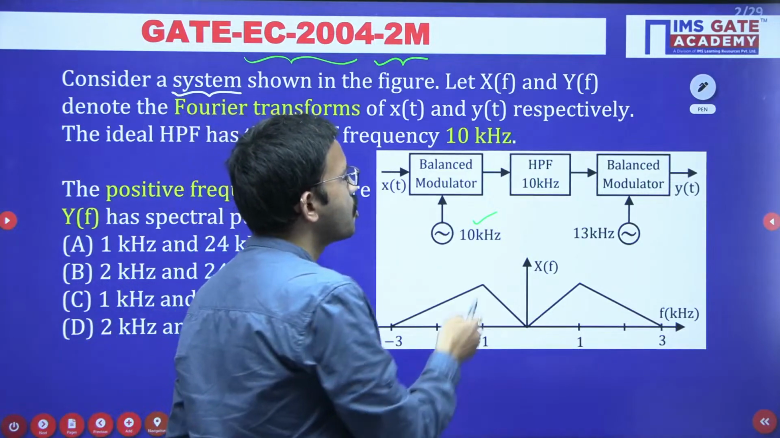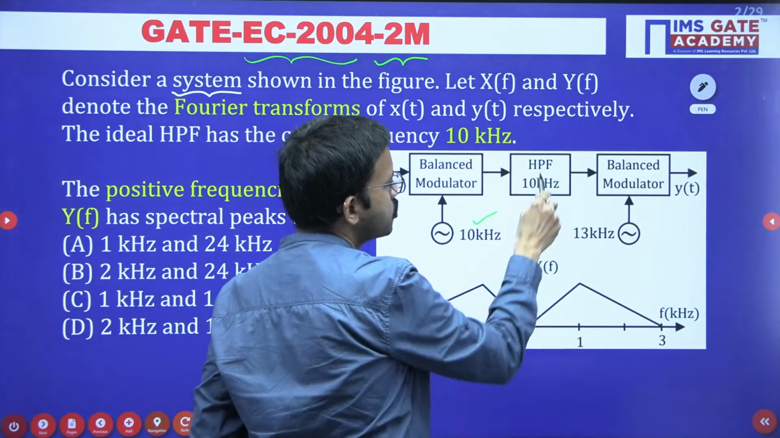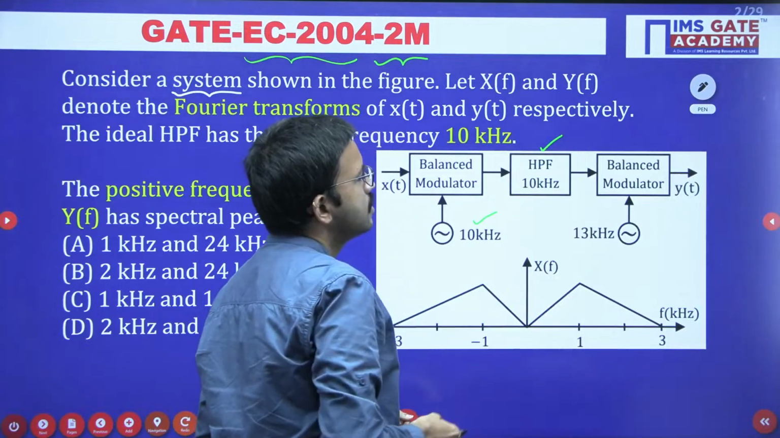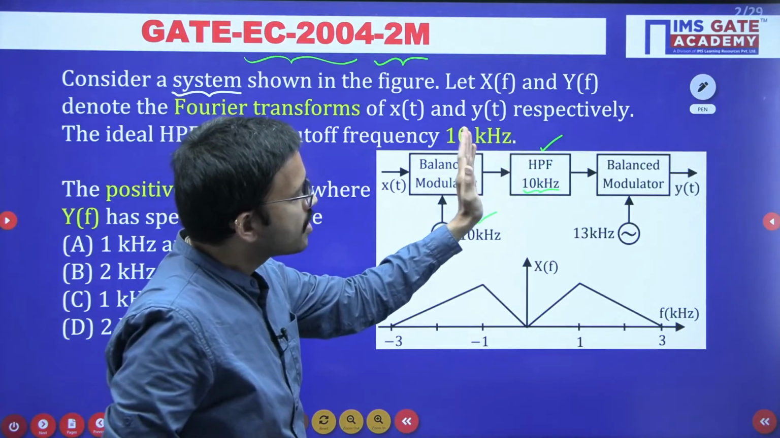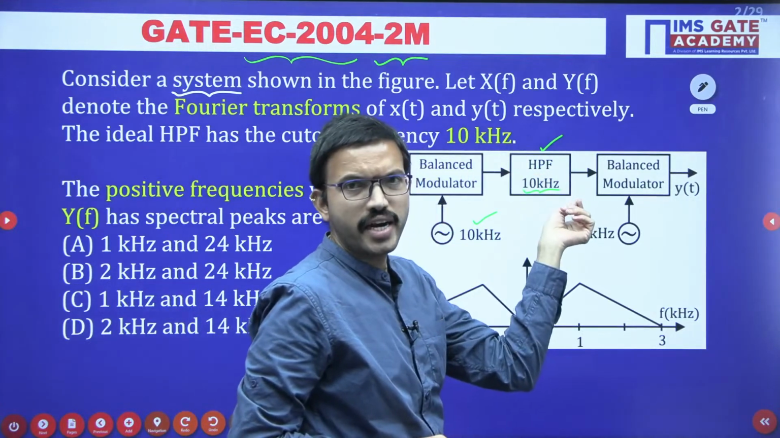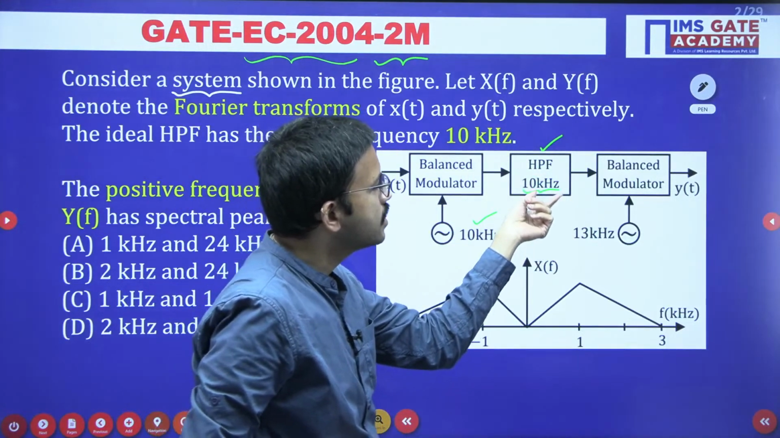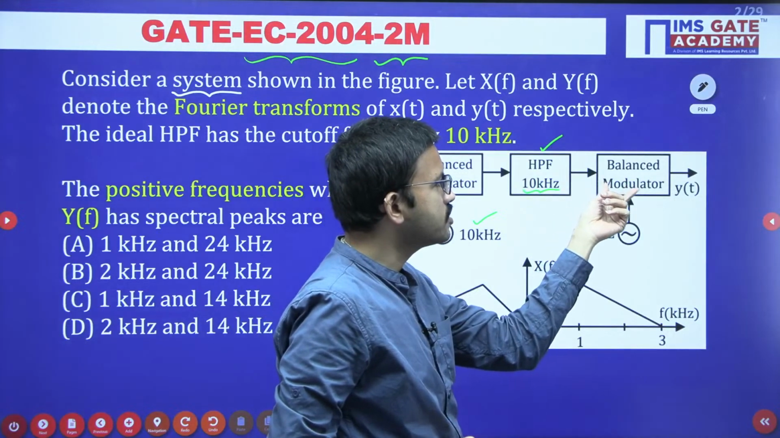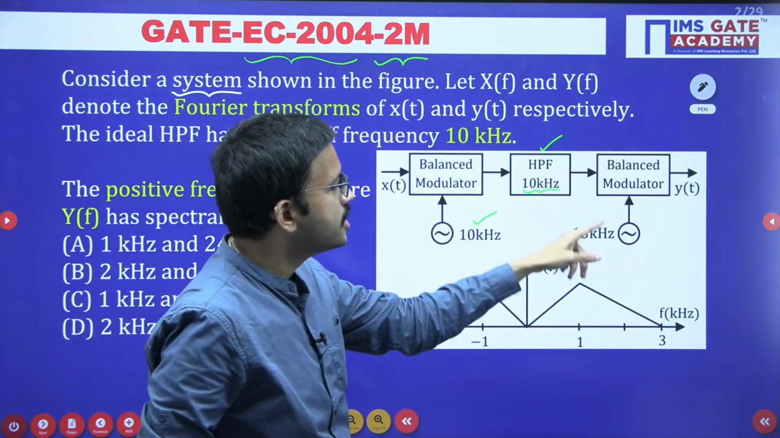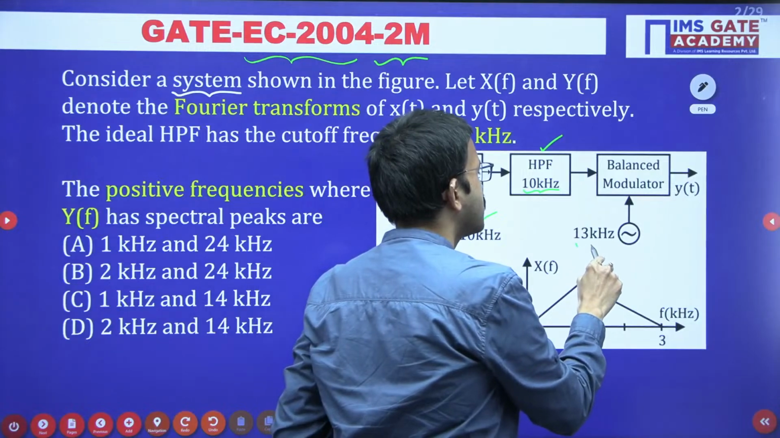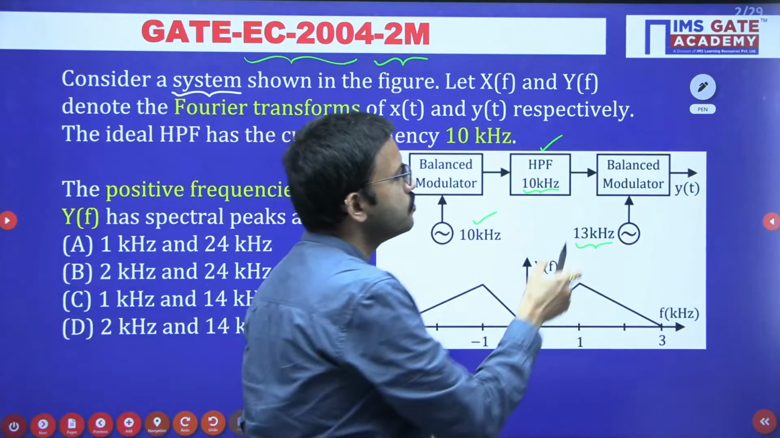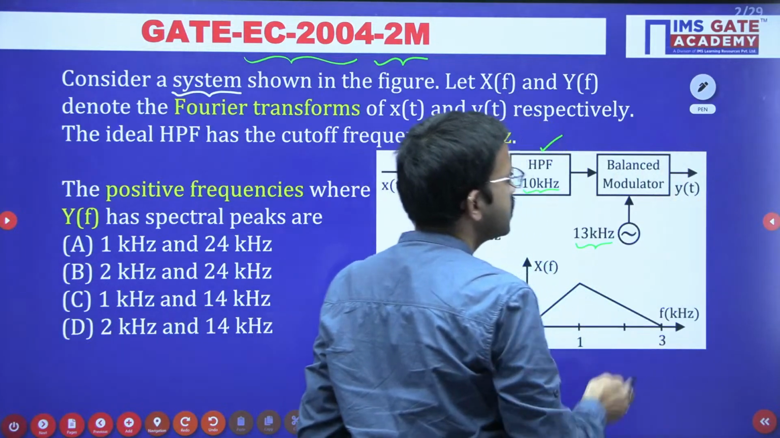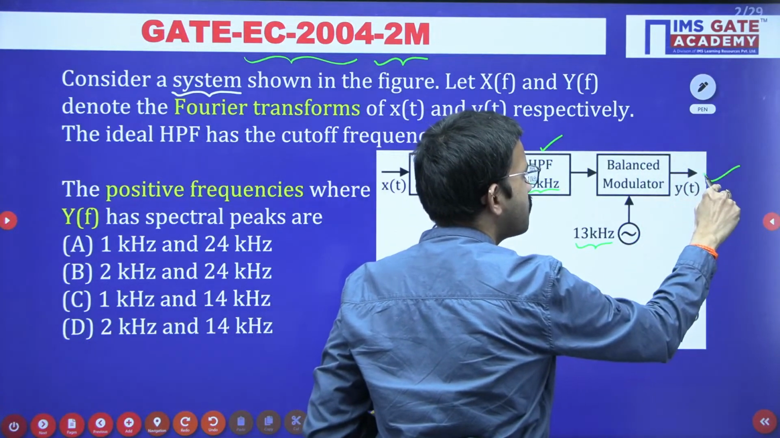After that, that signal is passed through the high pass filter, which has a cutoff frequency of 10 kHz. Whatever signal you get at the output of the high pass filter is given as one input to another balanced modulator, and the other input is the carrier signal of 13 kHz. Okay, now the final waveform that you are going to get here, right?